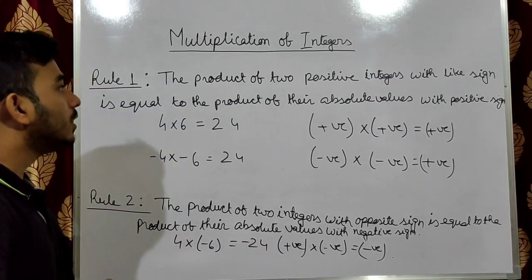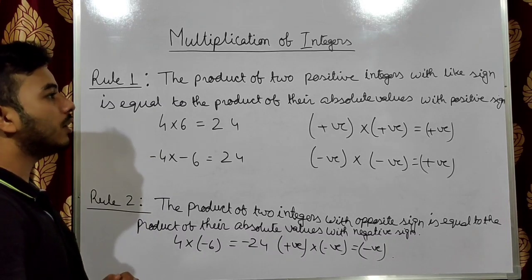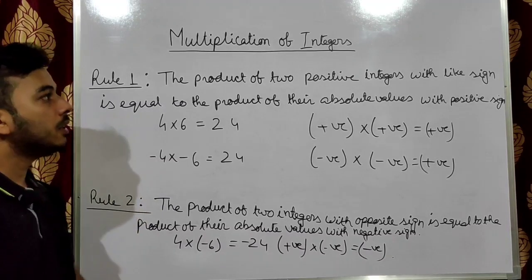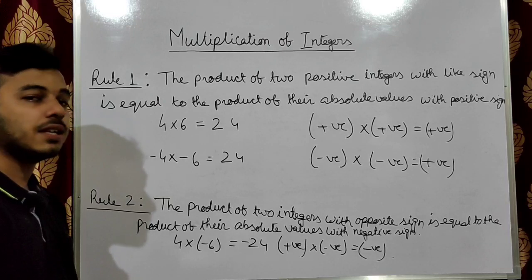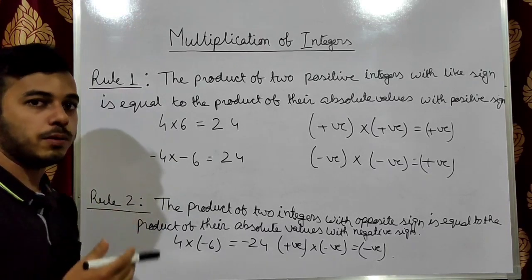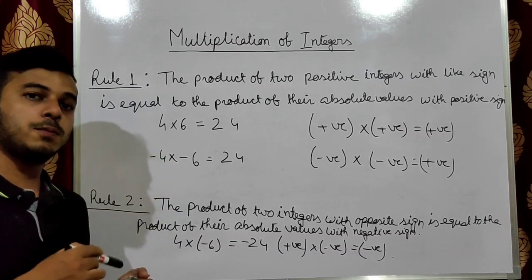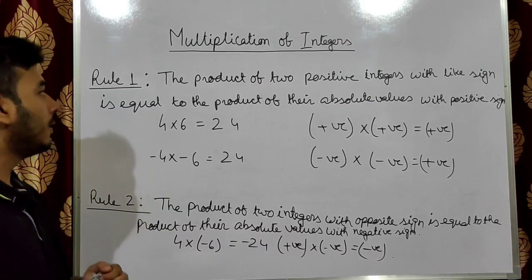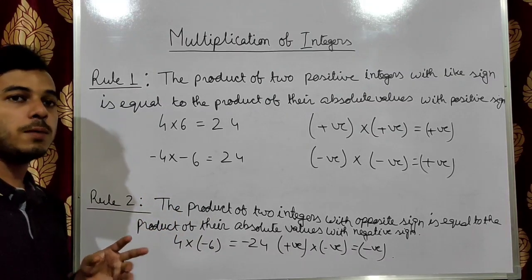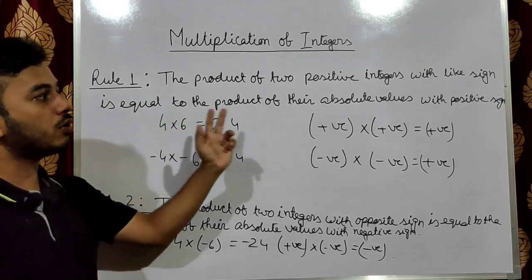Our first rule is: the product of two integers with like sign is equal to the product of their absolute values with positive sign. So we have to understand this. Like sign means the same sign, whether positive or negative, that is, both the integers must be positive or both must be negative. The product is equal to the product of their absolute values. Now absolute value means what? The numerical value of any particular number.